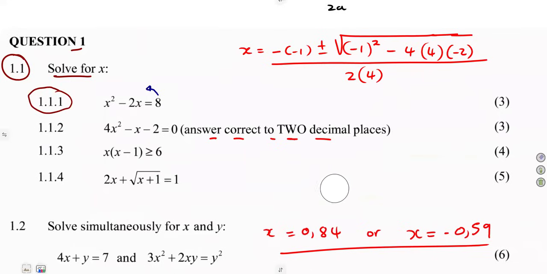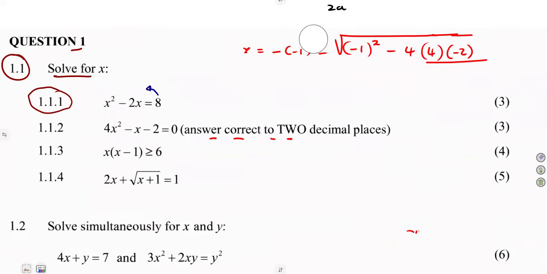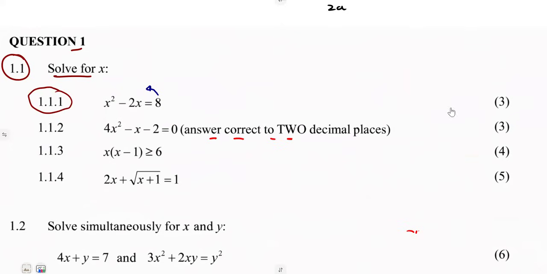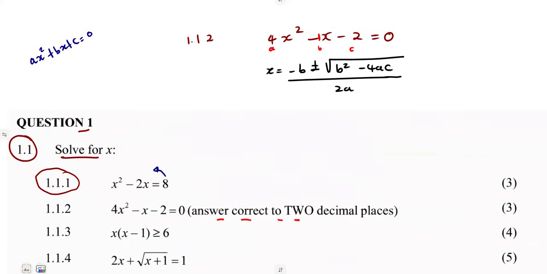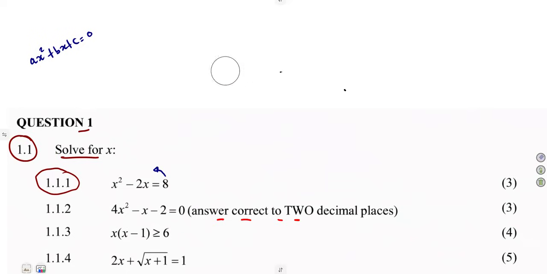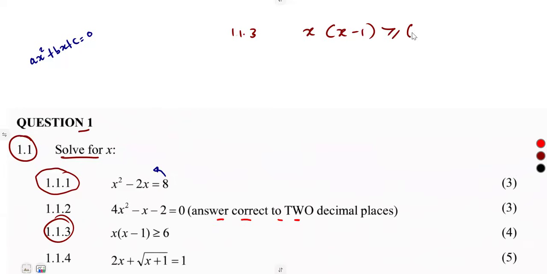Let us move on. 1.13. It is still solving for x, but this time we have an inequality. So that's an inequality we are given on 1.13. We are given that x into x minus 1 is greater than or equal to 6. Remember that this is a quadratic inequality, because the moment you multiply x and x, that is going to give us x squared.